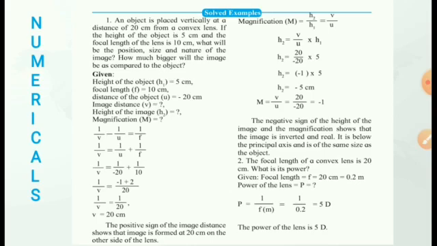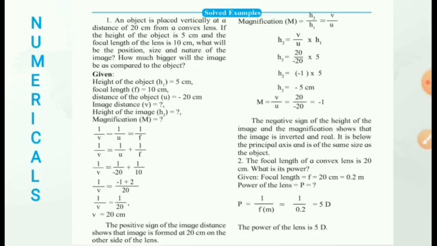Now let us solve the numerical. An object is placed vertically at a distance of 20 cm from a convex lens. If the height of the object is 5 cm and the focal length of the lens is 10 cm, what will be the position, size and nature of the image? How much bigger will the image be as compared to the object?